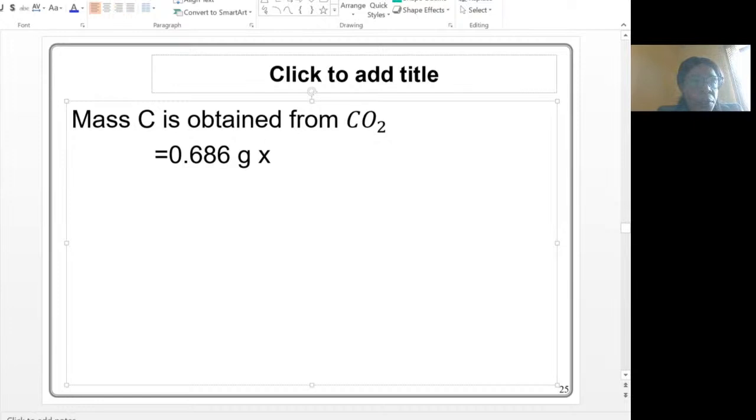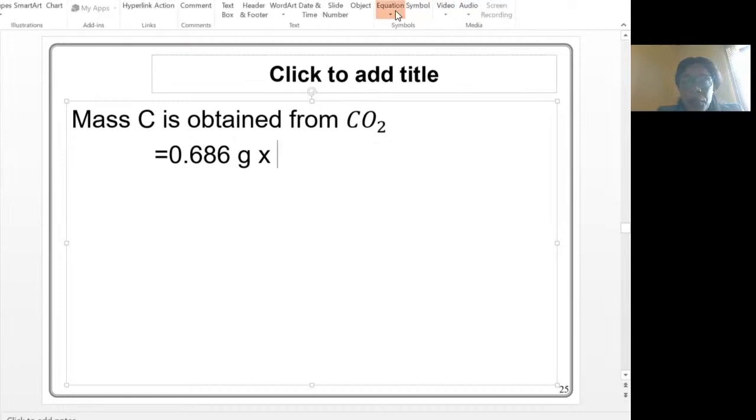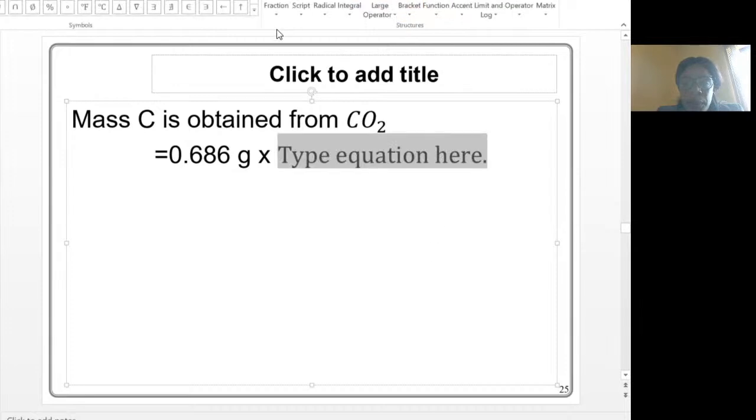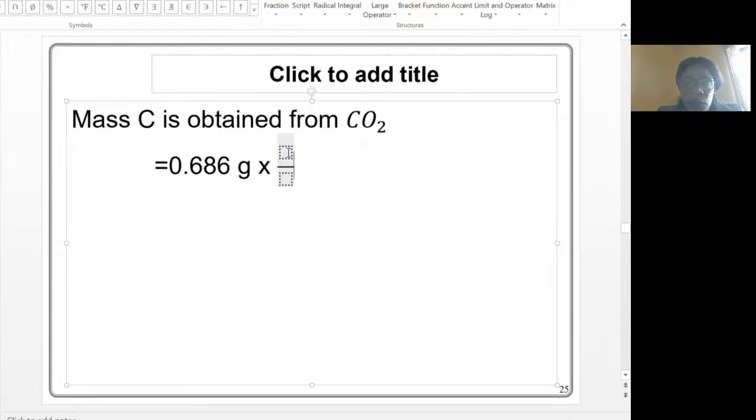So this is another way. If you find this one simpler, you're free to use it. 12 grams of carbon in the total mass. What's the total mass of carbon dioxide? It's basically 44 gram per mole. So if you do this calculation, 12 over 44 times 0.686, we can just do that calculation.